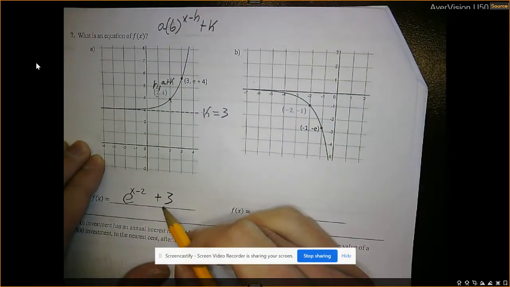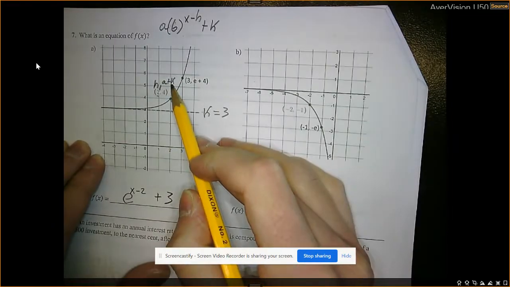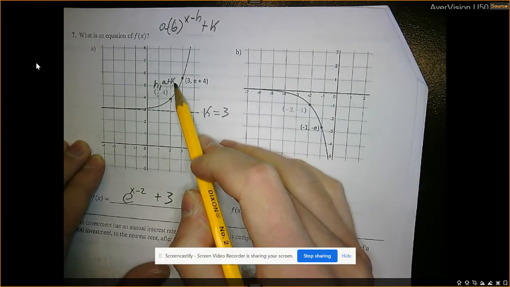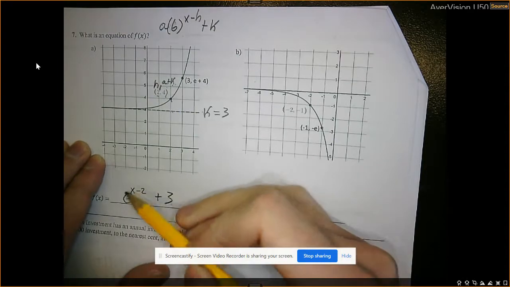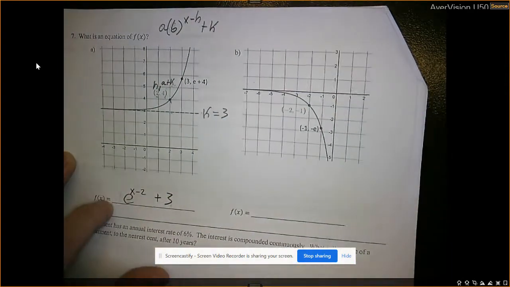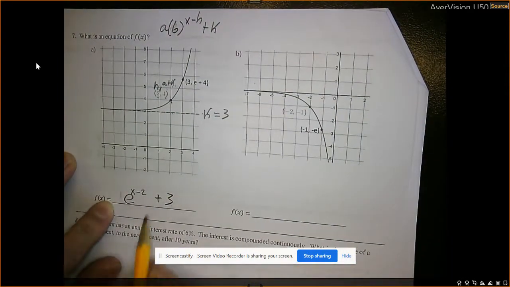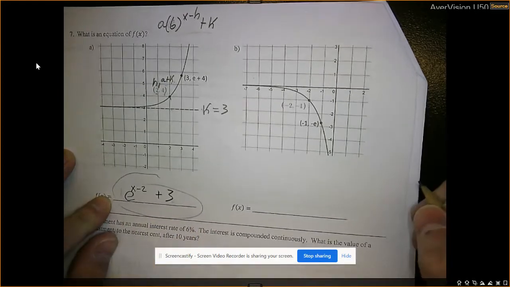Okay, now I have my k. My k is 3. So what plus 3 is 4? Well, that's 1 plus 3 is 4. So that means my a value is 1, which I don't really need to write in here. I am good to leave it at this.